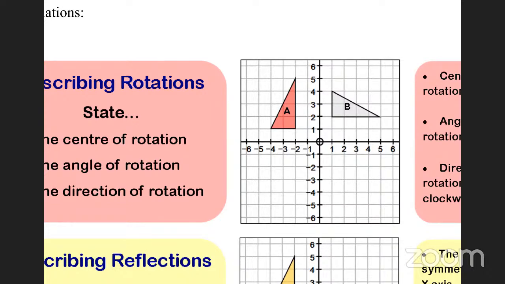Right. Anyway, so you're going this way. That's clockwise. This is the center, and if you measure the angle between here and here is 90 degrees. All right. So that is your first transformation. Right. Next one, reflection.